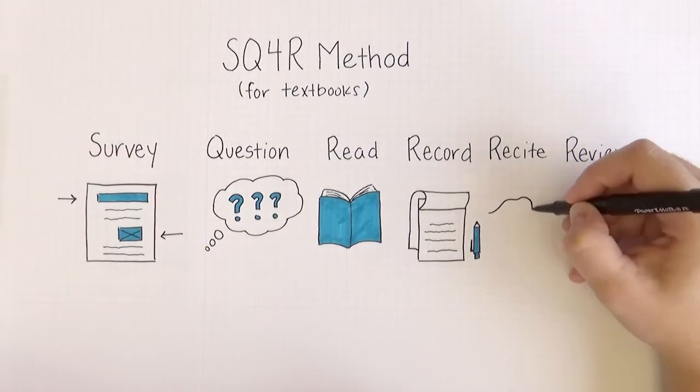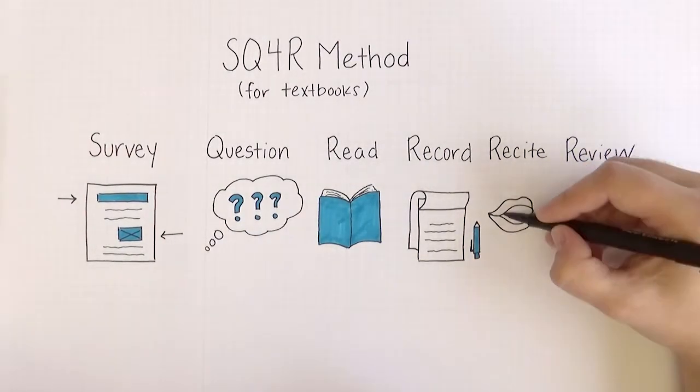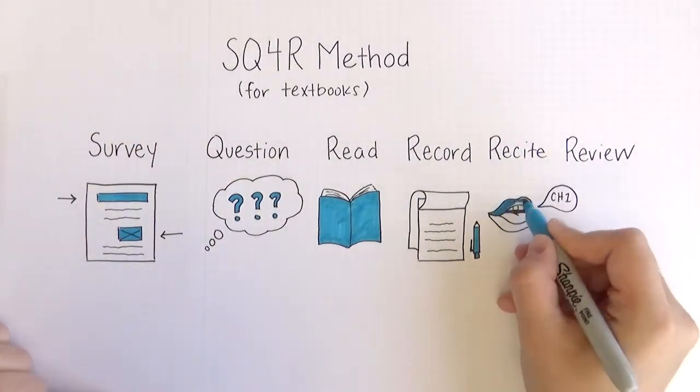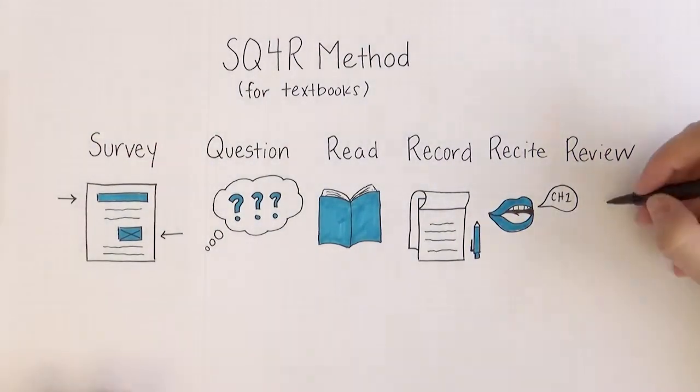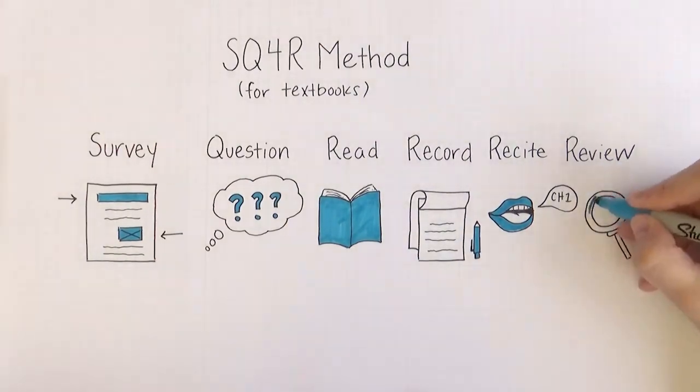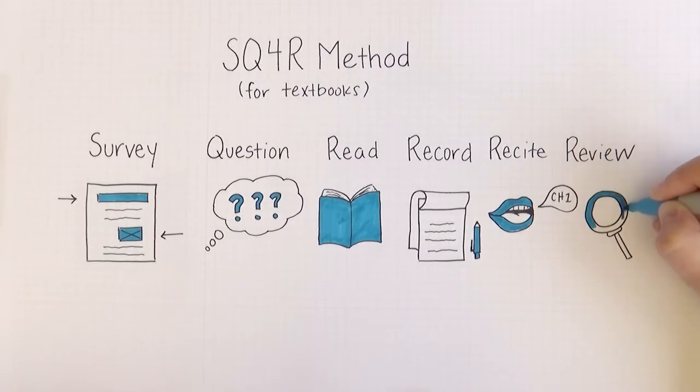The third R is recite. Go through and say some of the information out loud to make it stick. Seeing and hearing it will help you remember it better. The last R is to review. Go over your notes briefly every few days and test yourself over it to make sure none of the information is lost.